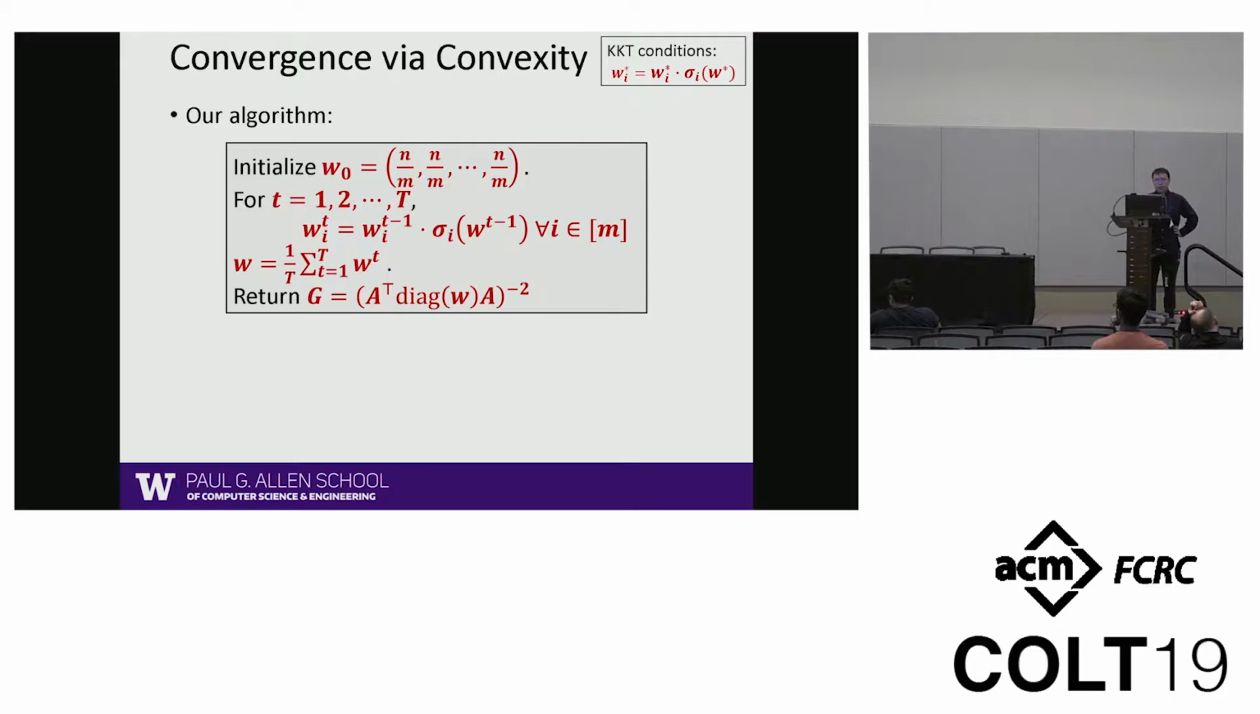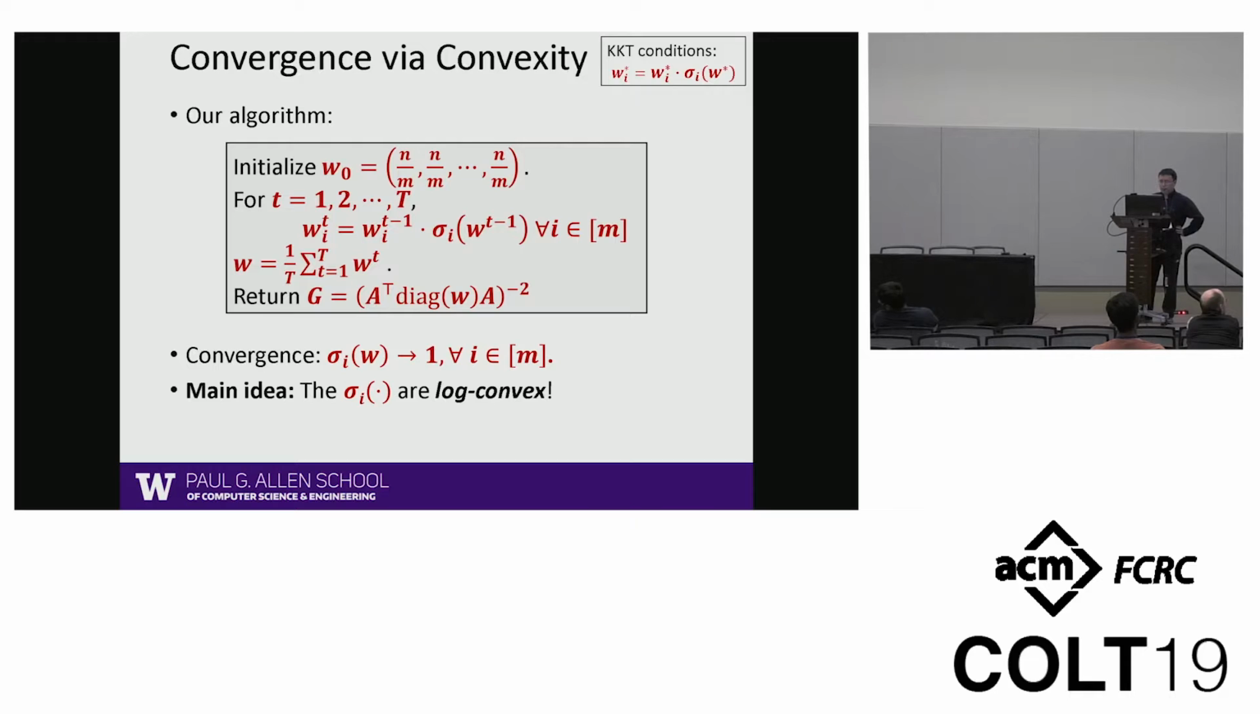Previously, algorithms were first order or second order methods, but this is just a very simple fixed point iteration. To argue for the convergence, we need to prove that all the sigma i's converge to 1. The analysis is very simple. It just relies on a convexity result. We show that the sigma I function is log convex. From this fact, we can use a telescoping technique to prove the convergence. Okay, that's basically the algorithm.